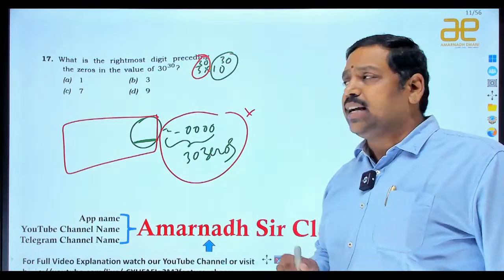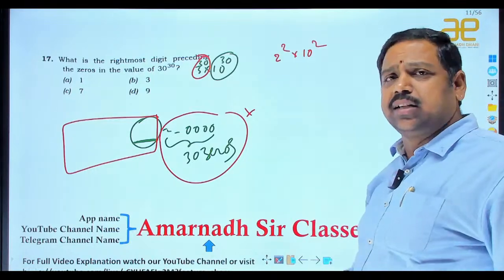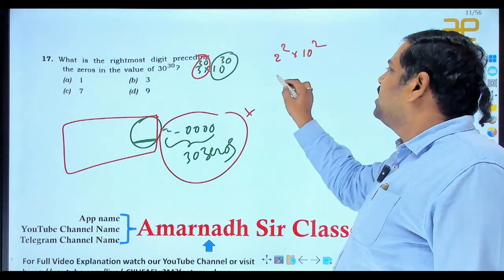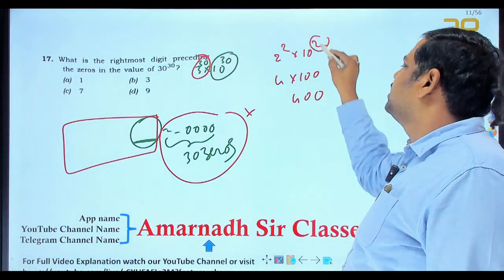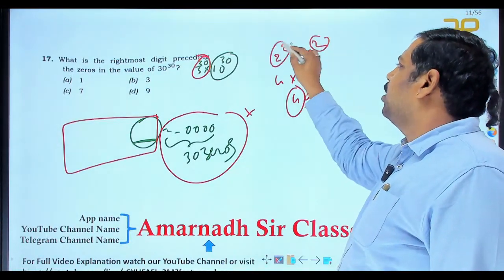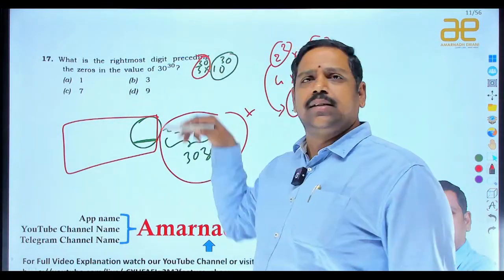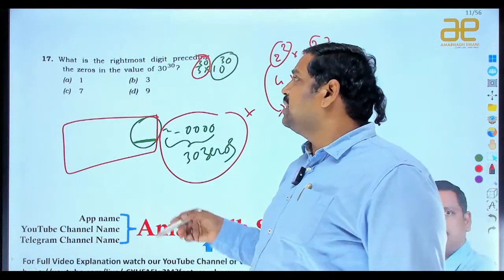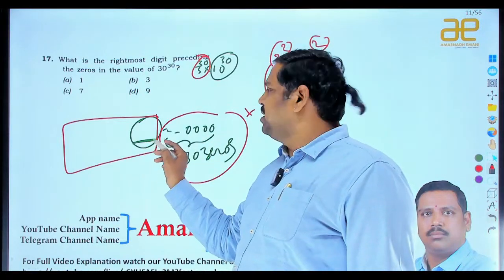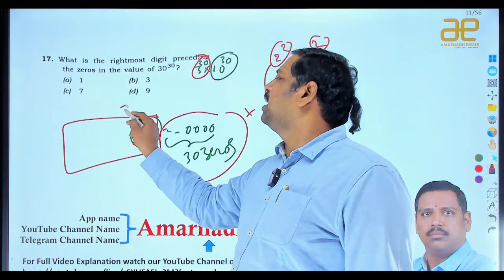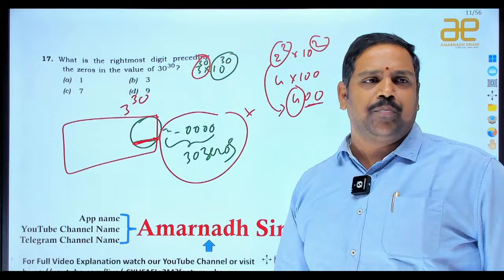Because if you observe, suppose he is asking 2 square into 10 power 2. We will say that 4 into 100, right? Nothing but 4 followed by 2 zeros. Okay. Means this result is nothing but 3 power 30. You are asking the rightmost digit preceding the zeros, right? At the end. This is the one he is asking. This is nothing but 3 power 30, right? Means he is asking about the units place of 3 power 30 simply.